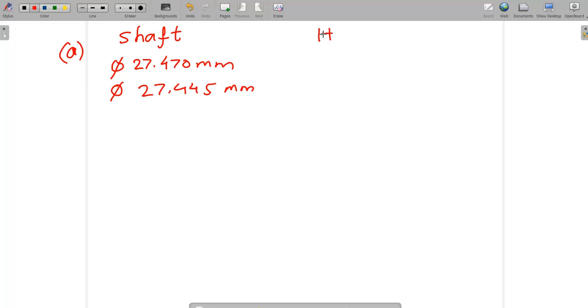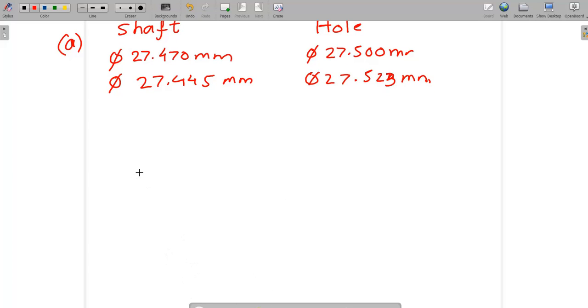And about hole, always shaft is going inside the hole. So you have to draw the diagram first, otherwise you will not understand what is happening. So diagrams are very important. The hole is 27.523 mm. Now just look here. First I draw just a shaft. I will draw shaft first, somewhat bigger. So this is shaft.